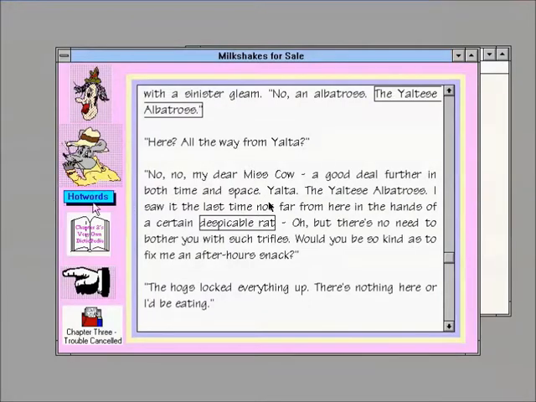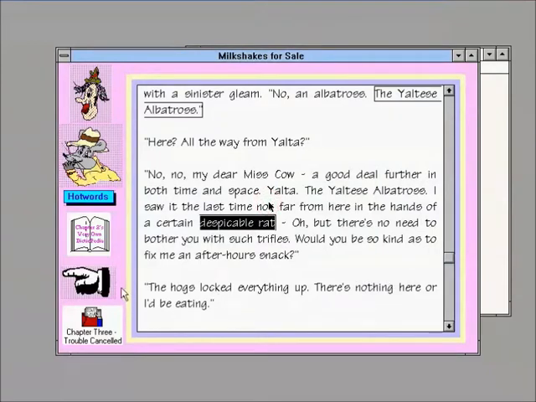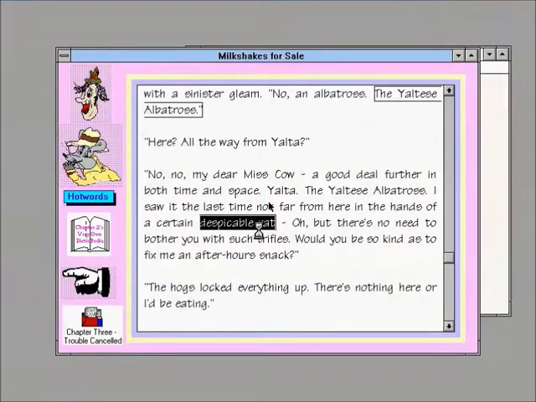Ha. Let's go to next hot word. No more hot words. No, man. Let's go to chapter 3. Yes. Take your time getting to that next chapter. I'm in no hurry to meet that cow in the post office.